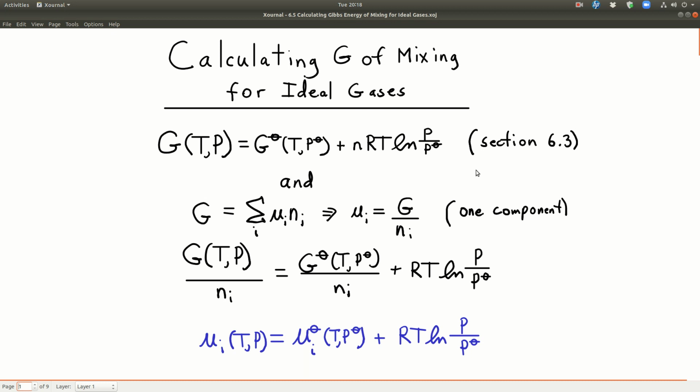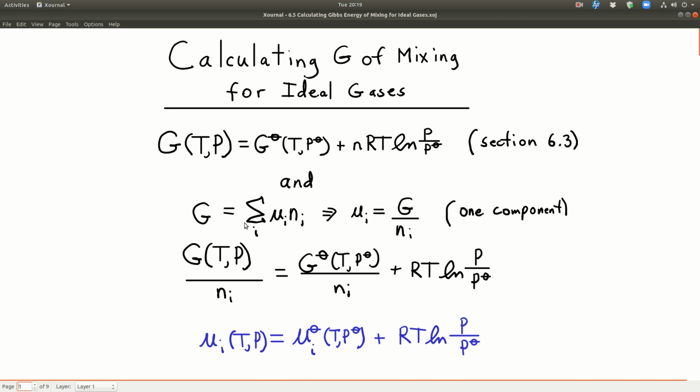Alright guys, so this is section 6.5, calculating the Gibbs energy of mixing for ideal gases. So what's the change in Gibbs energy when we mix some ideal gases? We showed a couple sections ago this equation here: the Gibbs free energy at some temperature and pressure is the standard Gibbs energy plus nRT ln of the pressure over 1 bar. Remember, this is 1 bar.